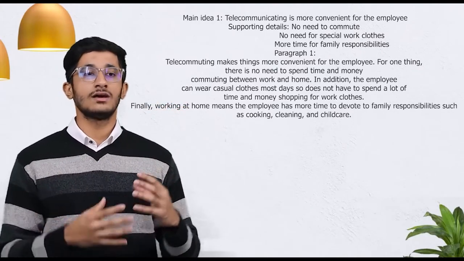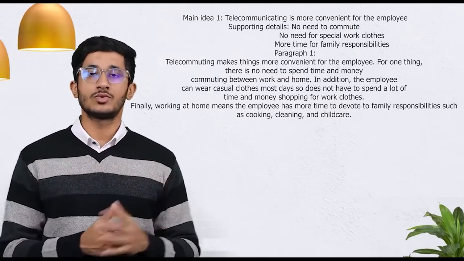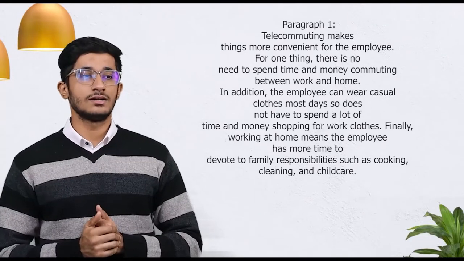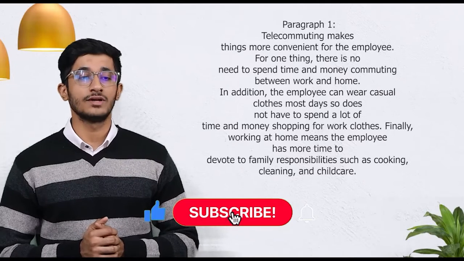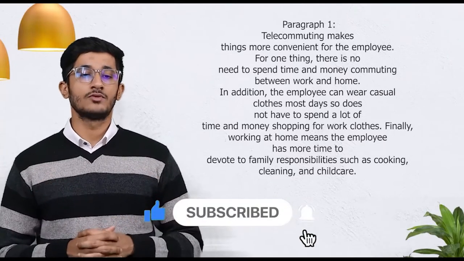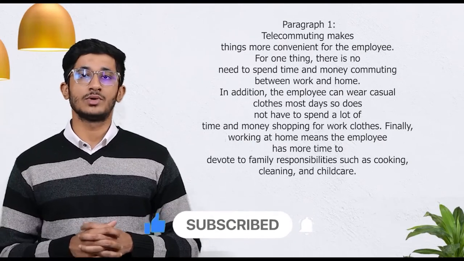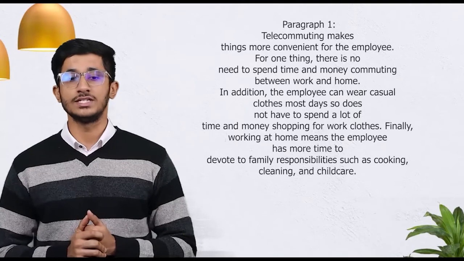So you basically paraphrase it and then turn it into a paragraph with transition words and a variety of sentences. Here we have an example of how a typical paragraph using this information might look. Telecommunicating makes things more convenient for the employee. For one thing, there is no need to spend time and money commuting between work and home. So you have touched upon the first supporting detail.